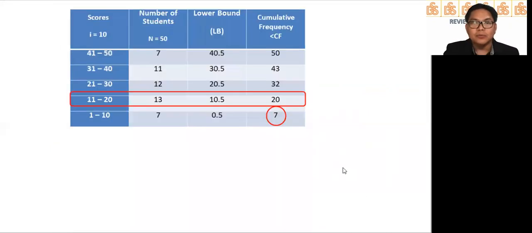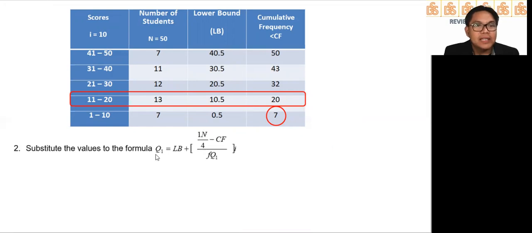Okay, so let's move. So this is the table. Because you get 12.5, you box the higher value. It is between 7 and 20, you box the higher value. If you get, for example, 33.5, so 33.5 is between 32 and 43, so you will box the row under 43. Okay, so you will encounter that when you solve for either the second quartile or the third quartile. Now, substitute the values after making the red box and the circle here.